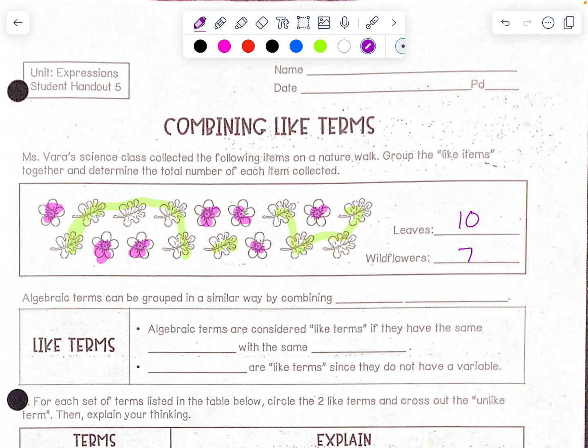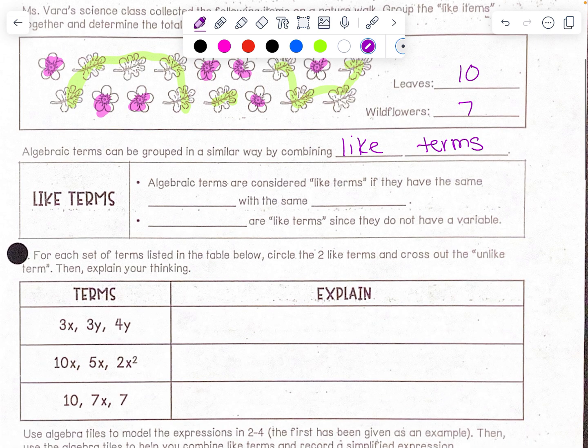It says algebraic terms can be grouped in a similar way by combining like terms. Okay. So like the leaves and the flowers, we can put together things that are alike and then simplify the expression. So what is a like term? Algebraic terms are considered like terms if they have the same variable with the same exponent.